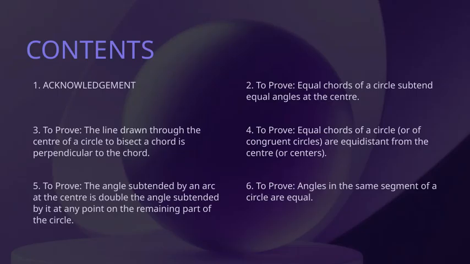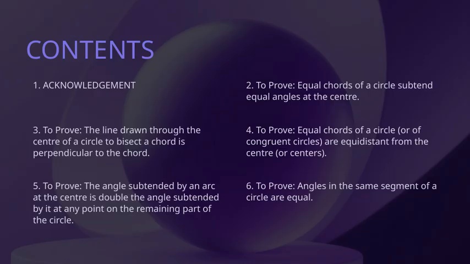Let's take a closer look at the contents of this slide. Here, we have several key theorems that we'll be exploring in this chapter. The first one, which is about bisecting chords, states that if you draw a line through the center of a circle to bisect a chord, that line is actually perpendicular to the chord. This is a fundamental property that helps us understand the symmetry within circles.